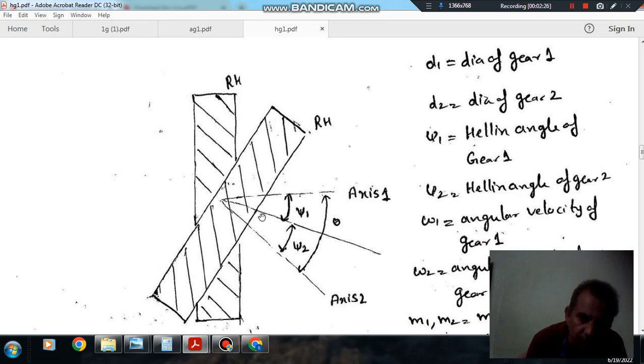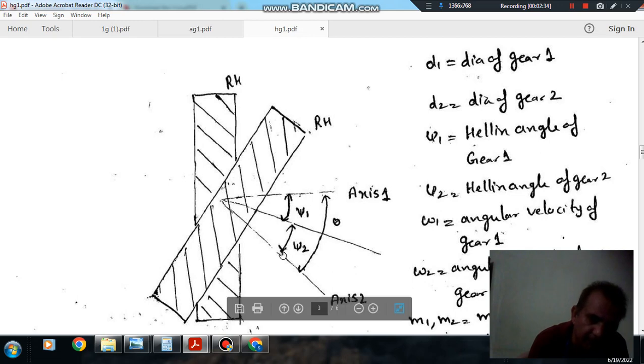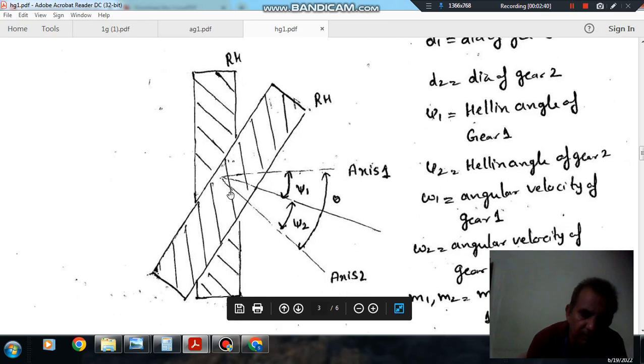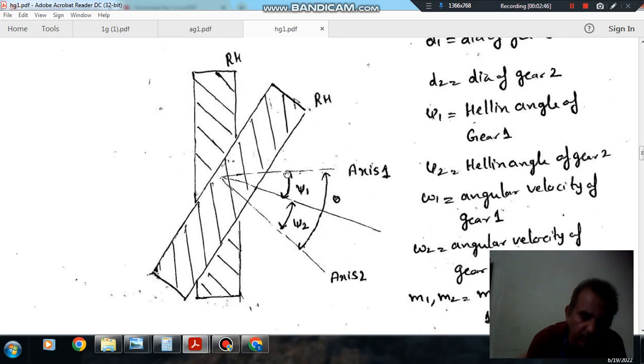Now after drawing this common surface, to draw the axis of the second gear, we go by psi 2 in the same direction, or clockwise direction. Then we get axis 2. So that is the method. This is the axis of gear 1. Then we draw psi 1, and then psi 2 in the same direction because both are of the same hand, and this is axis 2.